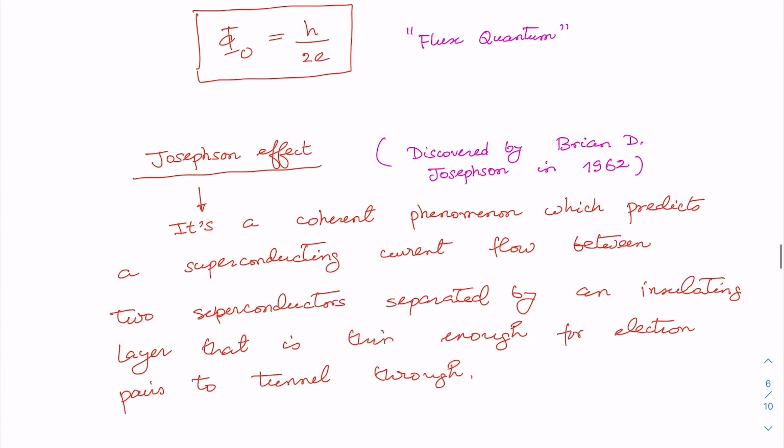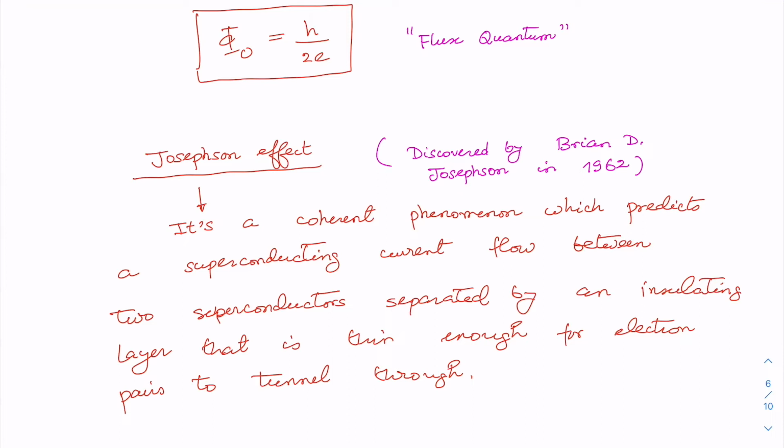Then we discussed the so-called Josephson effect, and I forgot to tell you last time that it was discovered by Brian D. Josephson in the year 1962. The Josephson effect refers to the fact that it is a coherent phenomenon.